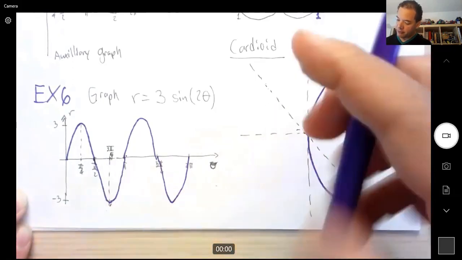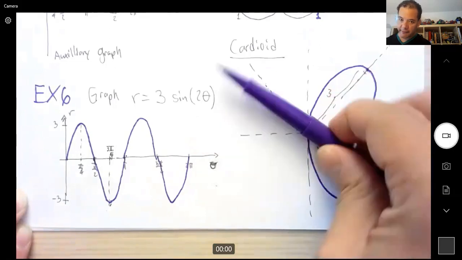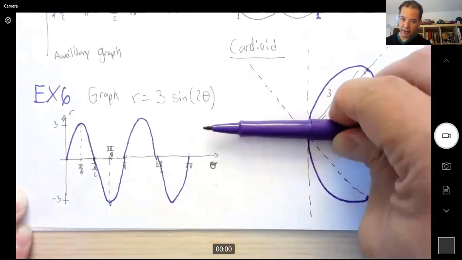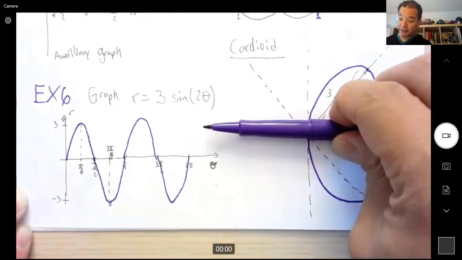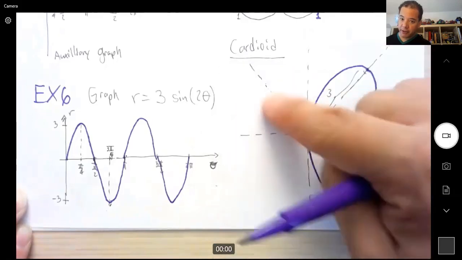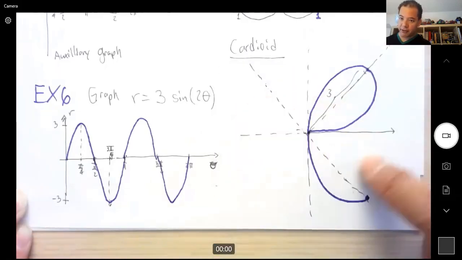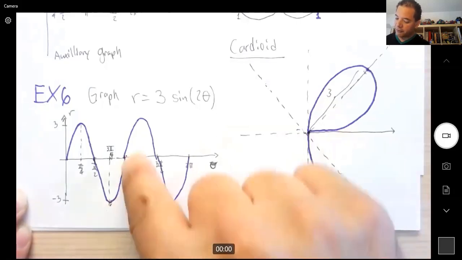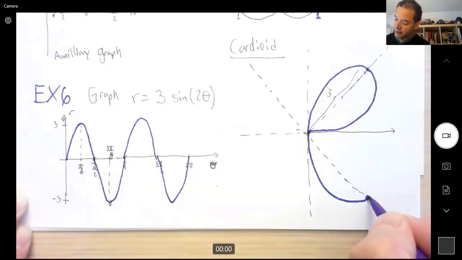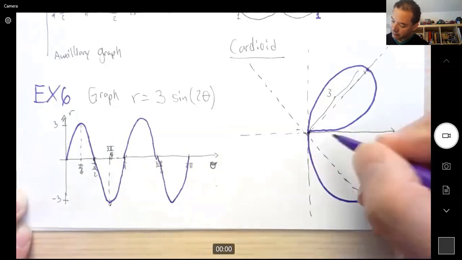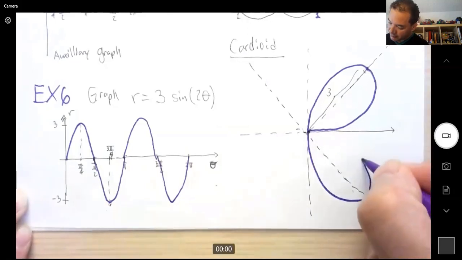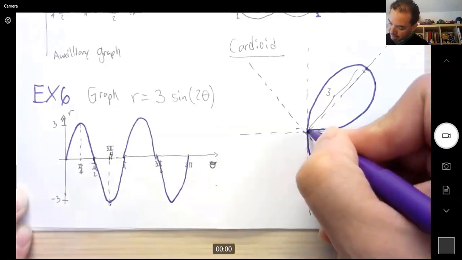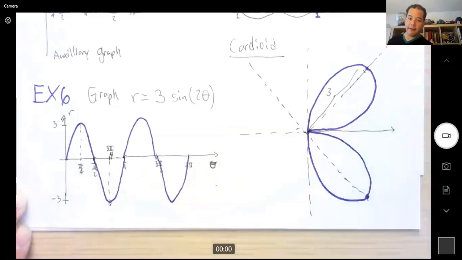Then from 3 pi over 4 to pi. So now from here to here. Again, the radius is negative, so it won't be in this region over here. It will be in the opposite one here. And now the radius goes from -3 to 0. So from here, it becomes 0. So it's going to go like this. Yes? Now, next.